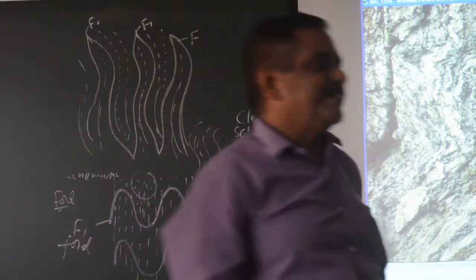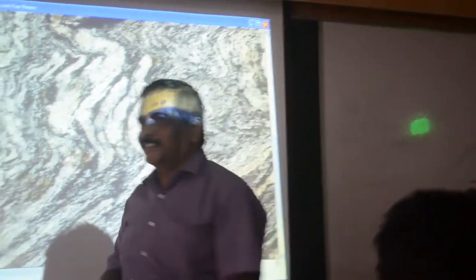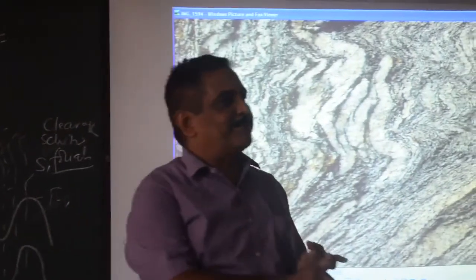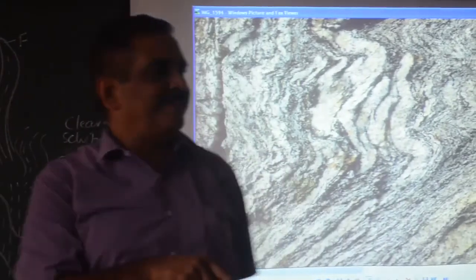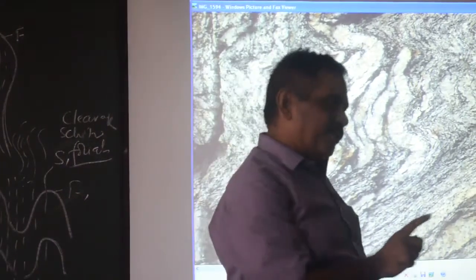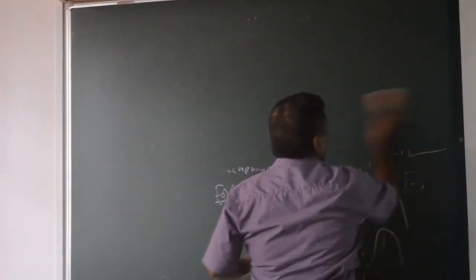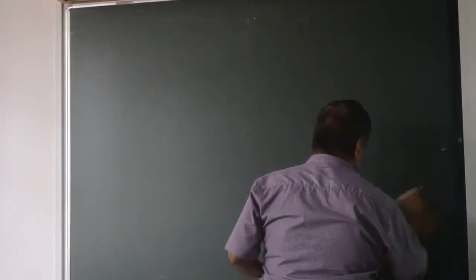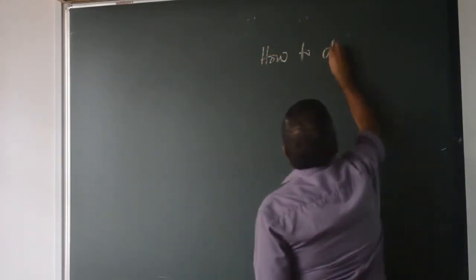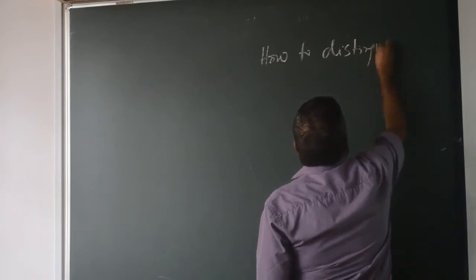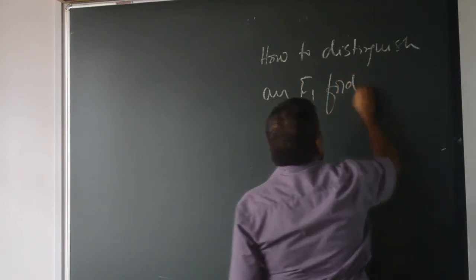Understood, na? But suppose I ask this question the opposite way. How to distinguish an F1 fold from F2? Suppose I ask this question. How to distinguish an F1 fold from an F2 fold? Understood my question?